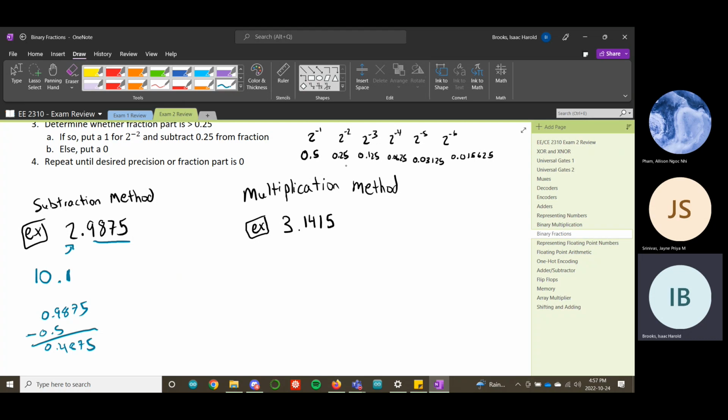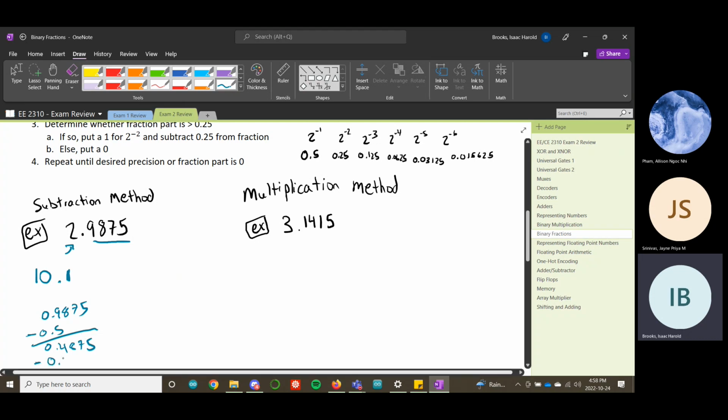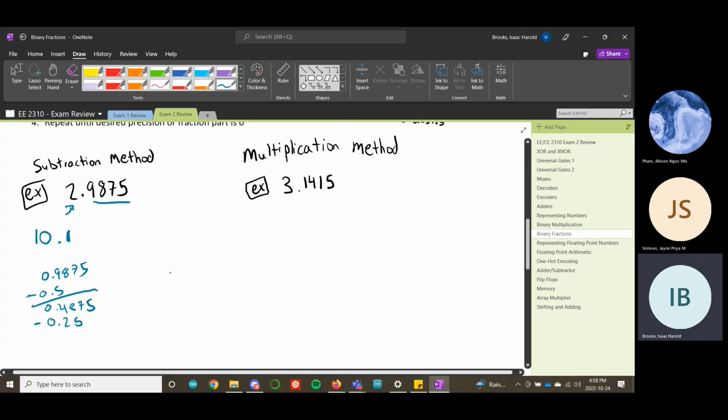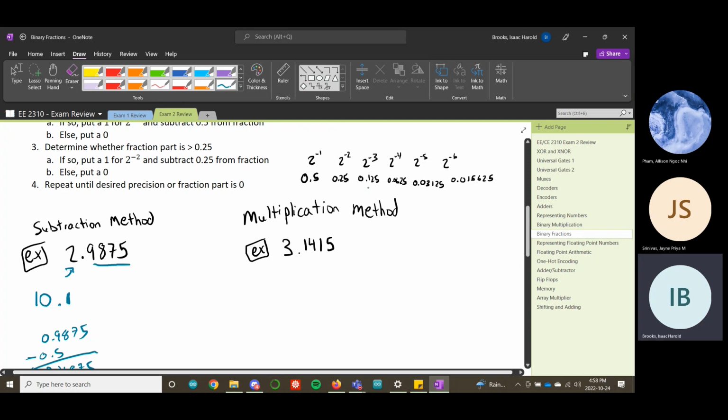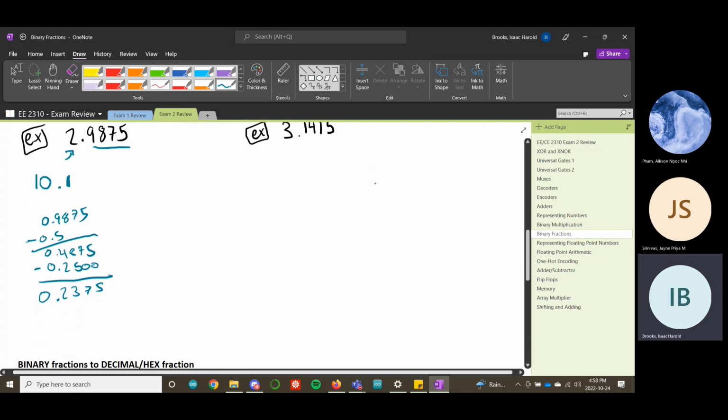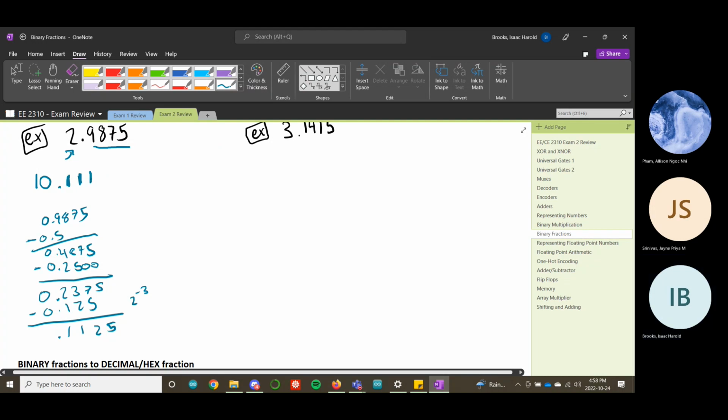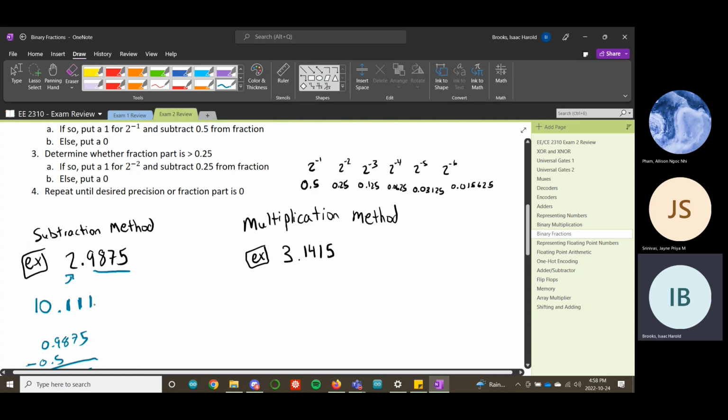We'll do that with the next number too. So the next power of 2 is 0.25. So we just subtract 0.25. Okay, and what do we get? 0.2375. Okay, next we want 0.125. We can subtract 0.125. Oh, and don't forget, put a 1 for the 0.25 case. And we subtract 0.125, which represents 2 to the negative third power. We get 0.1125. So we'll put a 1 for 0.125. And then we'll do one more.